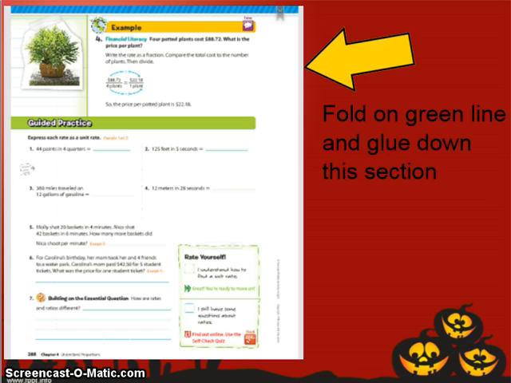Once you're finished gluing, you're going to move on into the next slide in Nearpod that's going to tell you what to do next.